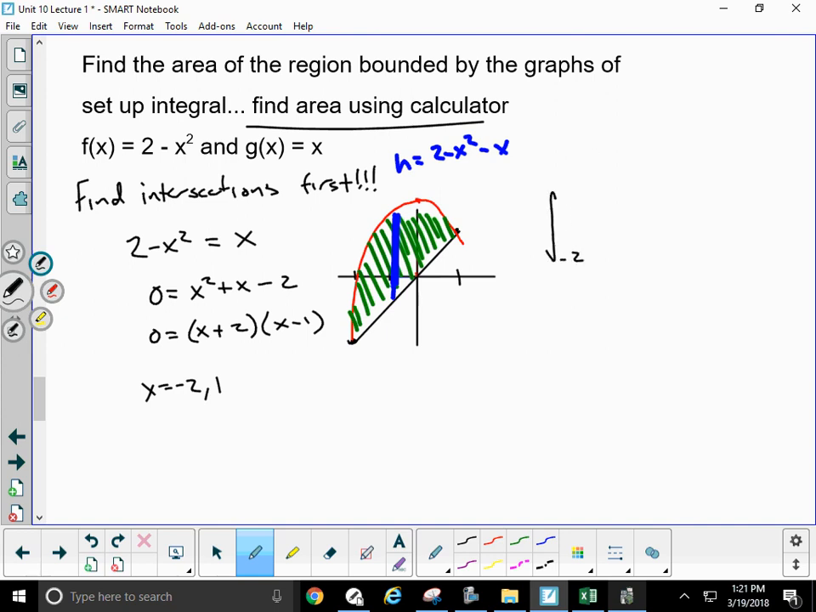We're starting from -2 to 1. We're taking an infinite sum of these heights times the widths. Heights, 2 minus x squared minus x. The widths, very small, dx. And plug this into your calculator, and you get 4.5.